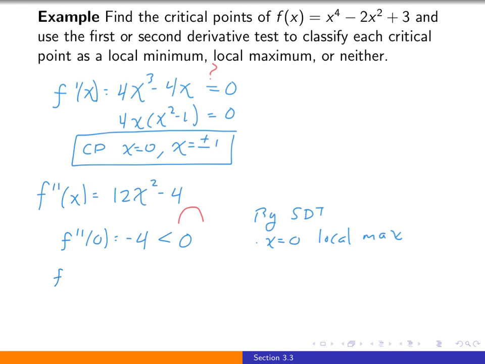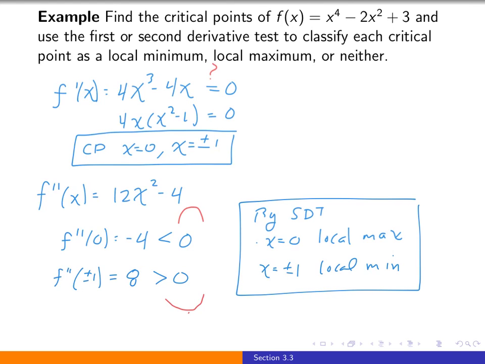So f double prime of, well, either plus or minus 1 is going to be 8, which is positive. Concave up corresponds to a local minimum. So x equals plus or minus 1 will be local minimums. So by the second derivative test, we have classified the 3 critical points of our function.